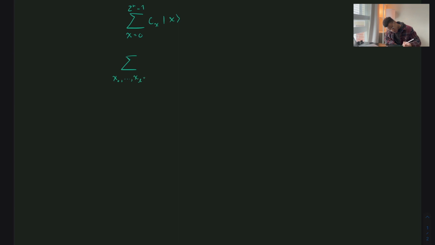And then if we want to rewrite that, we can write the sum over x_l equaling 0 all the way up to 1, then we have c_x, and then we have a tensor product from l equaling 0 to n minus 1 of |x_l>. So really what this is doing is taking the state x, saying that we'll write it out in the following way, and then rewriting it similar to how we wrote it before.